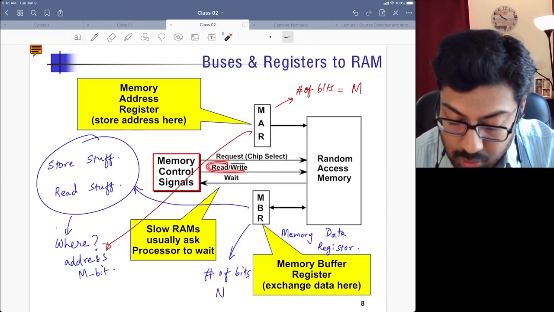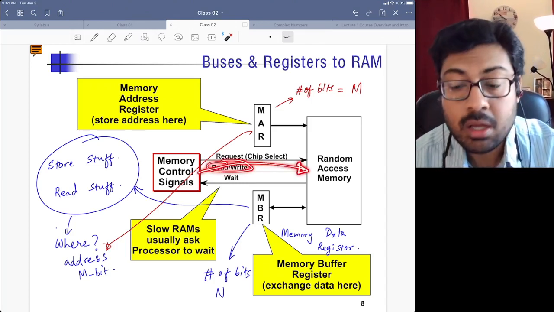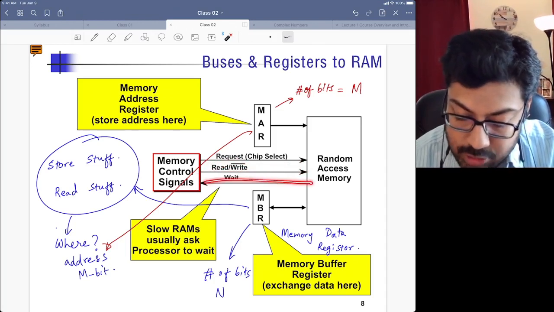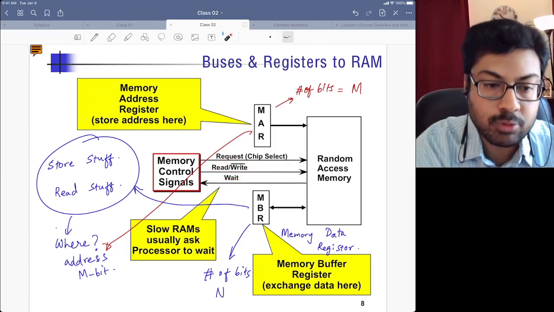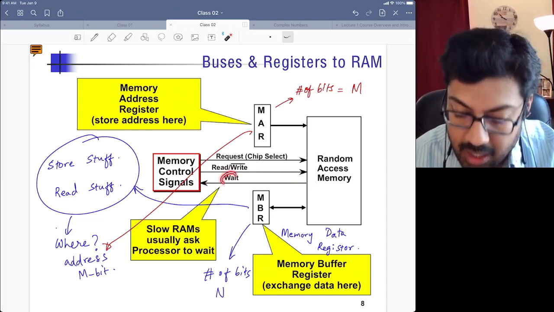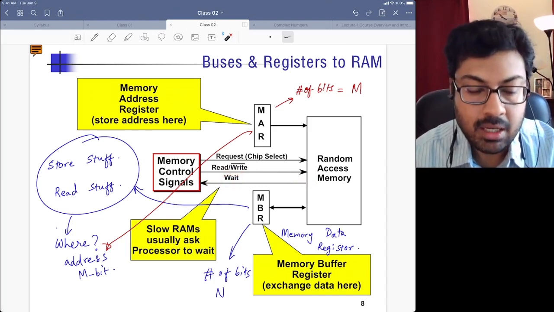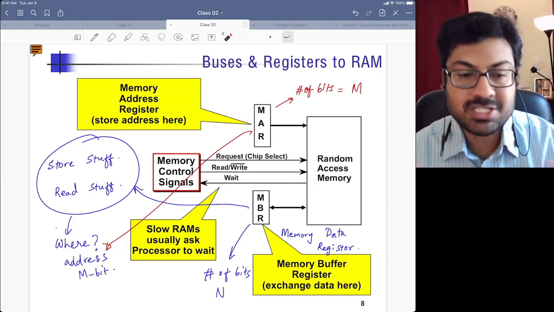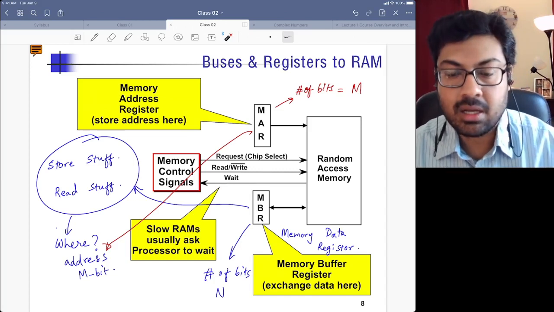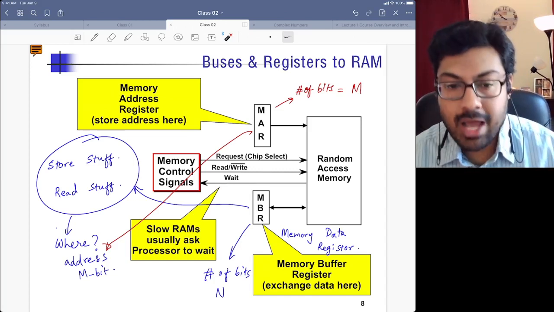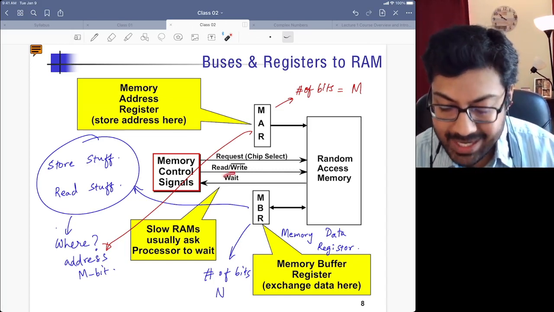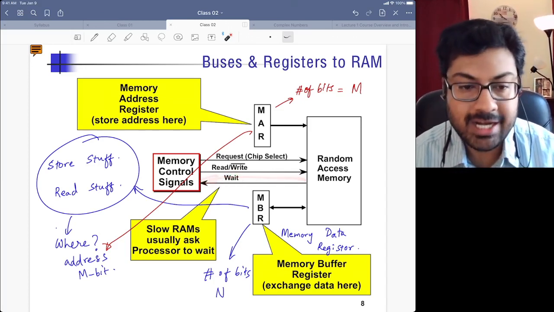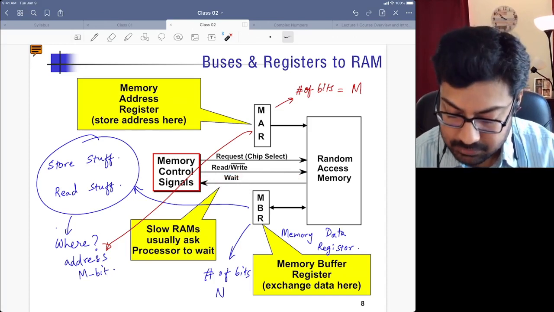But these controls are only going from the control unit to the RAM, to your memory. And then there is one signal that is actually going back from the RAM to the control unit, which is the wait. That is essentially used when the RAMs are slower. So the RAM is saying, all right, you are sending me these requests to read and write too fast. You need to slow down. So it would indicate that to the control unit by sending a wait interrupt back to the control unit.